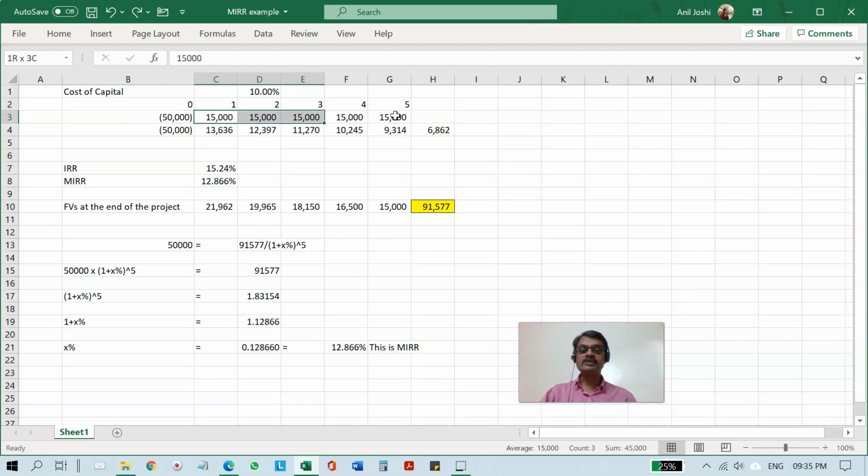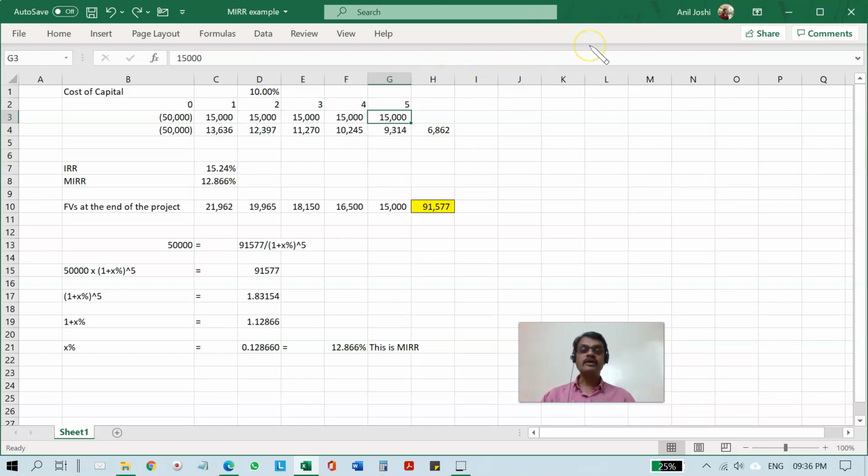Now for all these net cash flows, what this IRR logic assumes is that the cash flows which are getting generated in this project obviously get reinvested in the project, giving returns equal to 15.24%. So whatever cash flow we are getting at the end of year 1, 15,000, whatever is the present value of that, when it is reinvested in the project, it will give returns equal to 15.24% for year 1. Same thing for year 5.